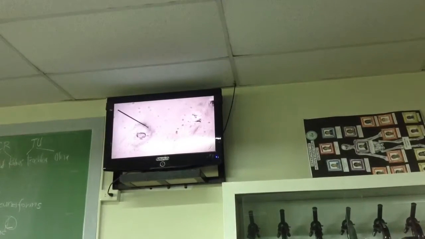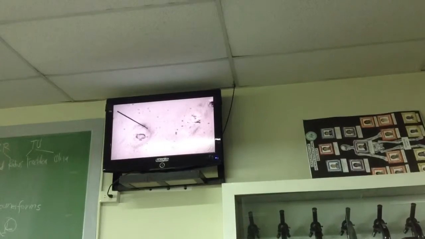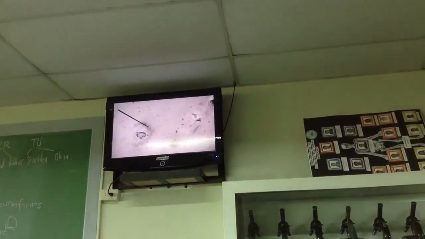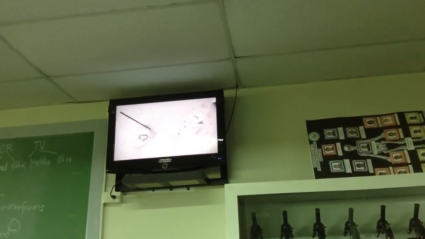Now this matrix is called the territorial matrix. And in between lacuna, so this is another lacuna, and this would be its territorial matrix. The matrix over here, in between them, is what is referred to as the interterritorial matrix. Okay? So that is the hyaline cartilage.